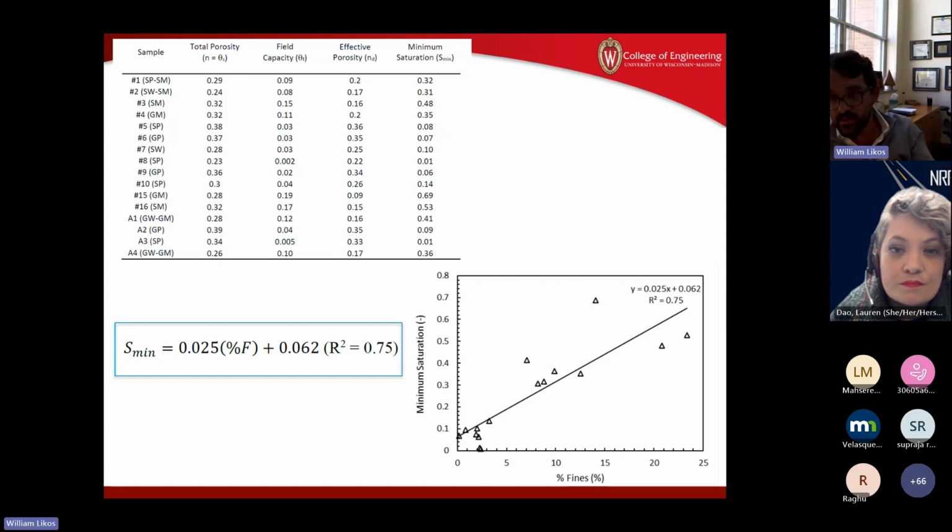Certainly compaction is going to have an effect. Compaction is going to affect both hydraulic conductivity and water retention. But the presumption is that the drainability problem that we're interested in is going to be the compacted state in the field. So we wanted to bring the conductivity measurements and water retention curve measurements to those values.